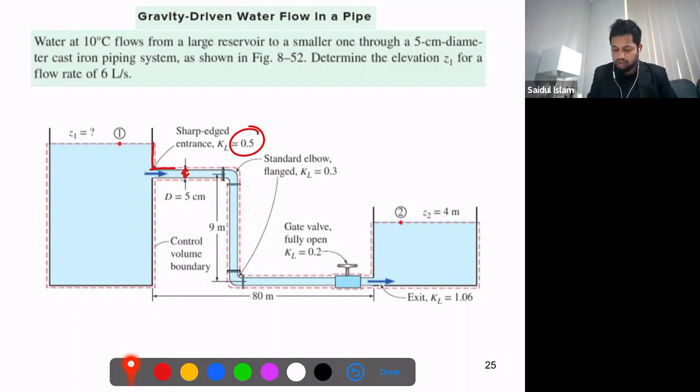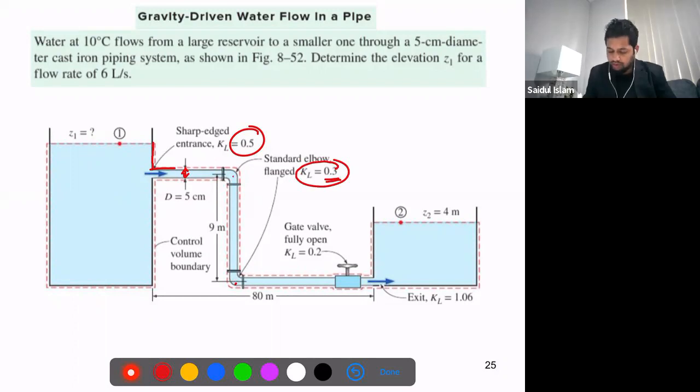This elevation is 9 meters. So I'll say this is 9 meters. And now from here to here, this is 80 meters. This is a sharp edge, the standard elbow. Here is one, so two standard elbows, and this is the corresponding loss coefficient.